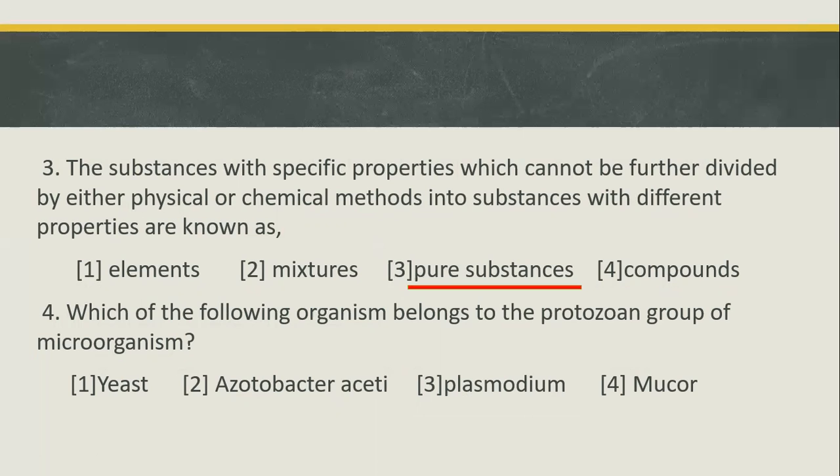Which of the following organisms belongs to the protozoan group of microorganisms? First answer is Acetobacter aceti, Plasmodium. Last answer, Mucor. Yeast belongs to the group of fungi. Acetobacter aceti belongs to the group of bacteria. Mucor belongs to the group of fungi. Plasmodium belongs to the group of protozoa.